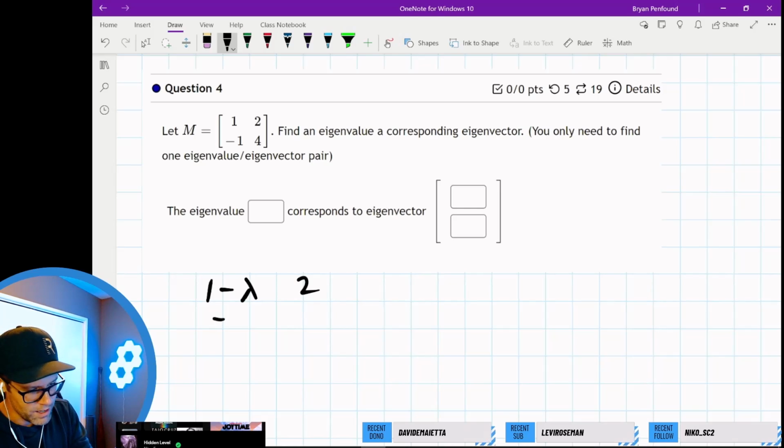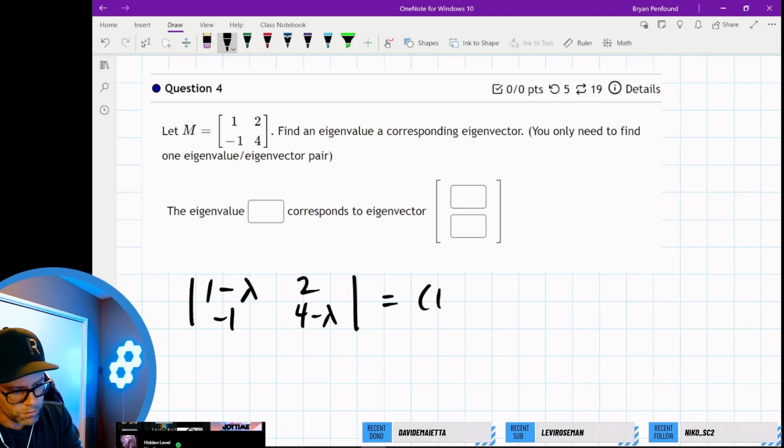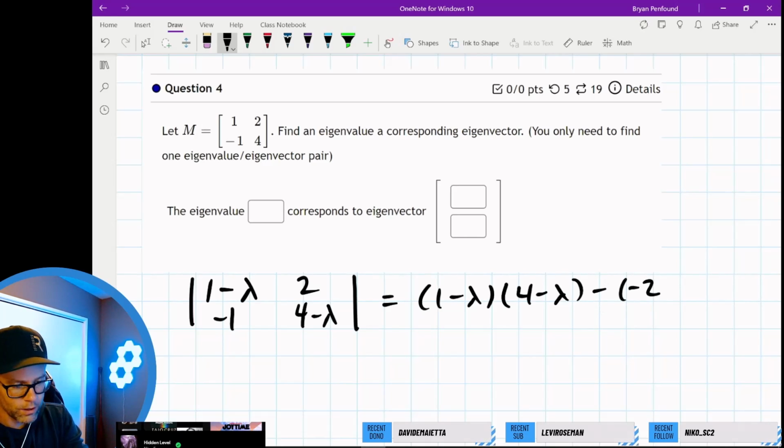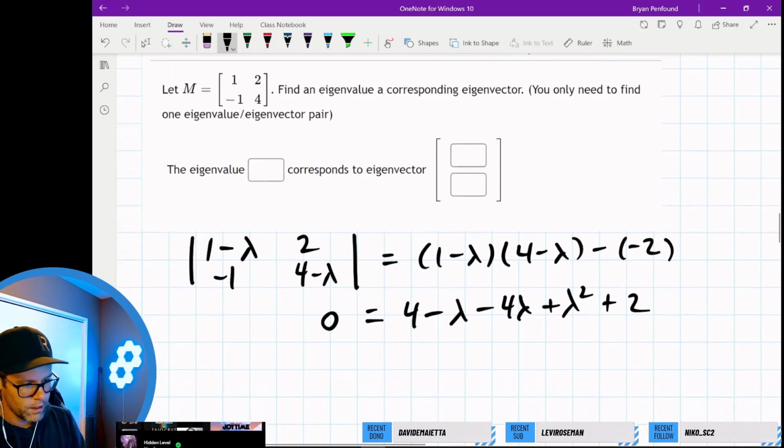We'll pick maybe the easiest one to work with. They're probably all relatively okay. So here's our A minus lambda I matrix. Let's go ahead and find the determinant of this. It should be 1 minus lambda, 4 minus lambda, and then we're going to subtract negative 2. So let's set this equal to 0. This is going to be 4, take lambda, take 4 lambda plus lambda squared, and then we'll add 2.